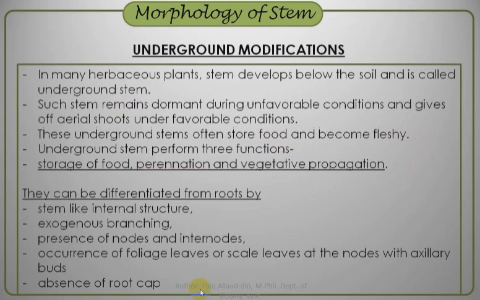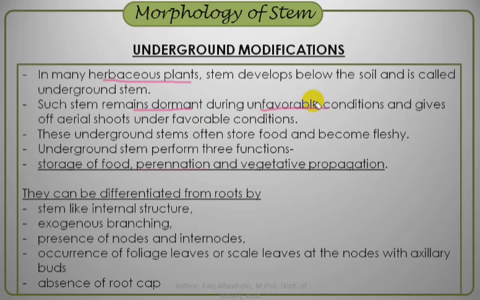First of all, we shall discuss these underground modifications. An underground stem is possessed by herbaceous plants. In many herbaceous plants, the stem develops below the soil and is called underground. Such a stem that is present below the surface of the soil is known as an underground stem, and specifically herbaceous plants are those plants that possess such a stem. Why is the stem below the surface? Because it remains dormant below the surface during unfavorable conditions.